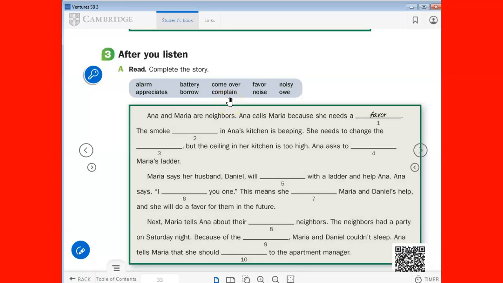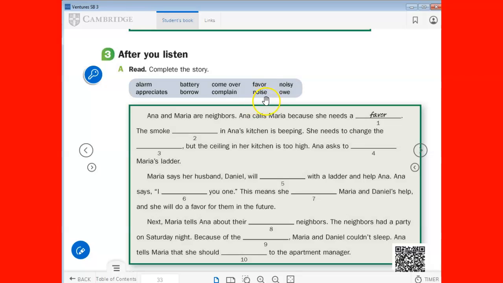Complain. Something is wrong. Something about the problem. That's right. Just like Anna was complaining to Maria, right? About problems. Favor. What did Anna ask Maria for? One favor. That's right. A favor is a kindness, to do something kind, to help someone.